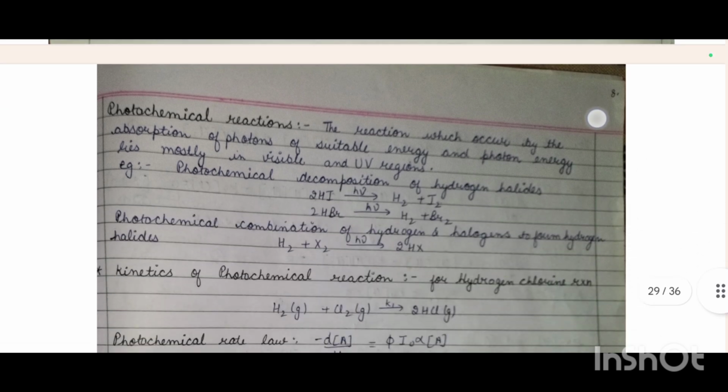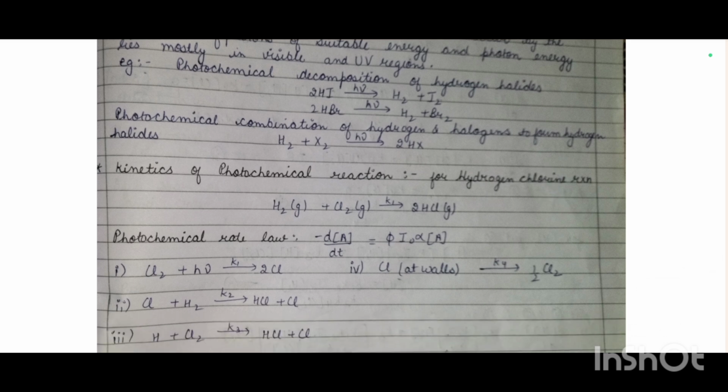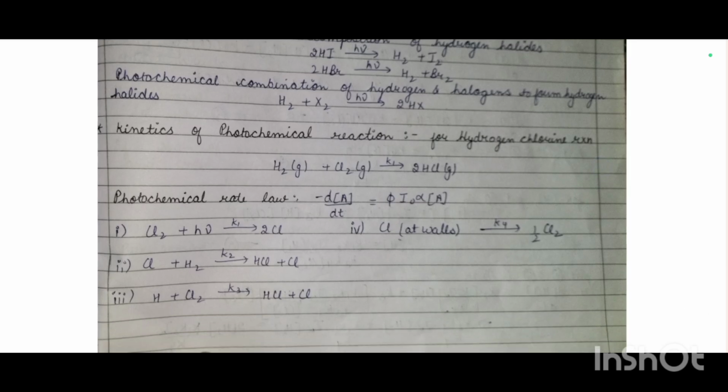Photochemical reaction: a reaction that occurs by the absorption of photons of suitable energy, the photon energy lying mostly in the visible or UV region. The photochemical decomposition of hydrogen halides: 2HI in the presence of hν changes into H2 + I2, and 2HBr in the presence of light changes into H2 + Br2. Photochemical combination of hydrogen and halogen to form hydrogen halides: H2 + X2 gives 2HX.